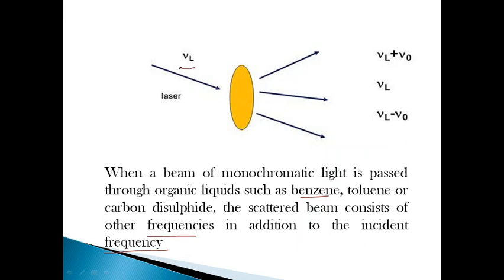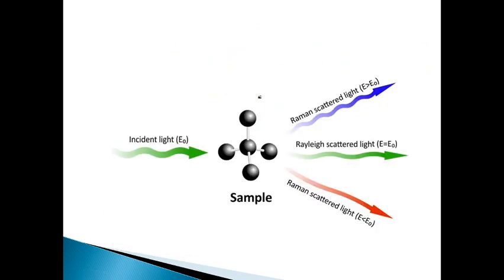As you can see here, this is the incident frequency that will be of one particular color, say violet, and after it is scattered by a liquid such as benzene, toluene, etc., the resultant light beam actually consists of additional frequencies. As you can see, nu L plus nu 0, nu L minus nu 0 and so on. These frequency lights are being produced through this scattering phenomenon. That is studied under the Raman effect.